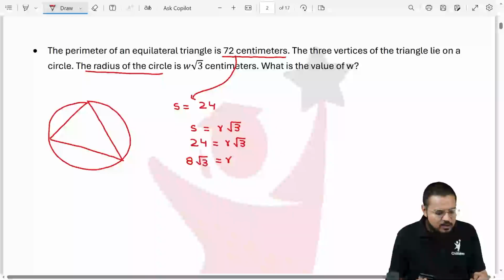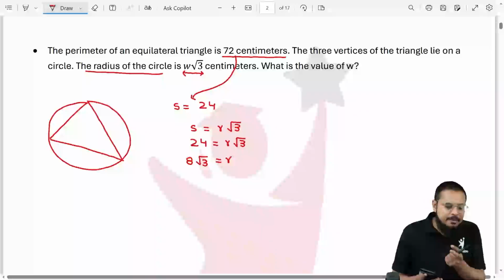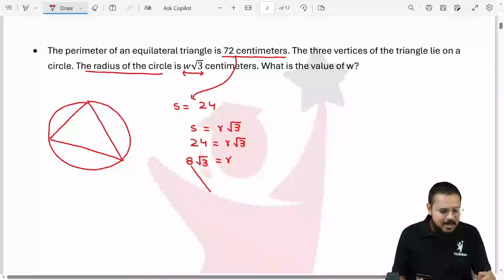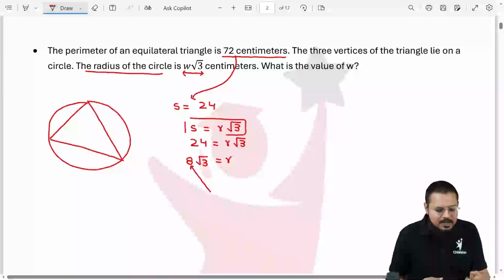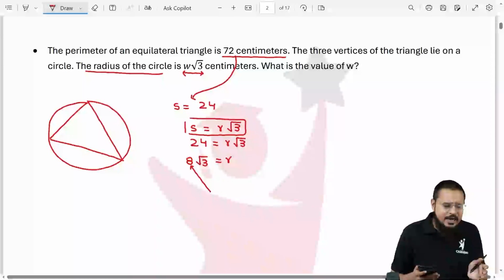And if you notice, you have to find out the value of w, and w is basically the number behind root 3, and the number behind root 3 is basically 8. So that's the value of w. That's the basic formula. That's, by the way, one of the hardest questions on equilateral triangles and angle properties of circles that came up in the paper. Now, I literally solved this question using this simple formula, S is equal to r√3, in under 10 seconds. If you know this formula, you would be able to solve this question in under 10 to 5 seconds.